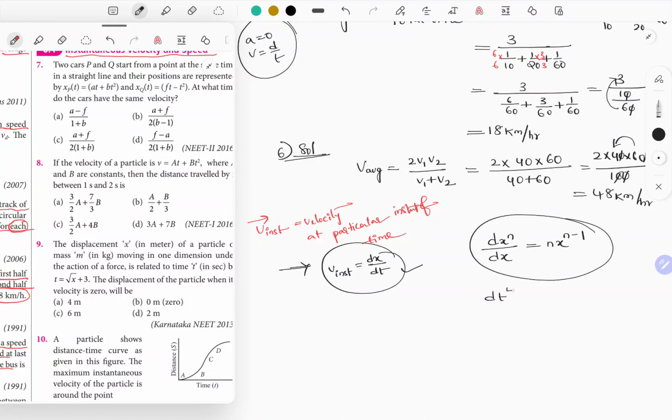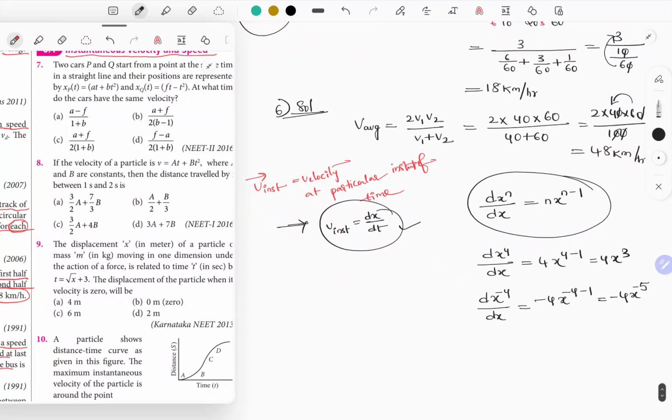Let's say d t power 4 by dt is there. You may get confused if I take t here, so let me take d x power 4 by dx, which is equal to, in place of n, 4 is there. So 4 into x power 4 minus 1, then you are going to get 4 into x power 3. Next, d x power minus 4 by dx. Let us see, in place of n, what's the value here? Minus 4. Minus 4, x power minus 4 minus 1. You are going to get minus 4, x power minus 5.